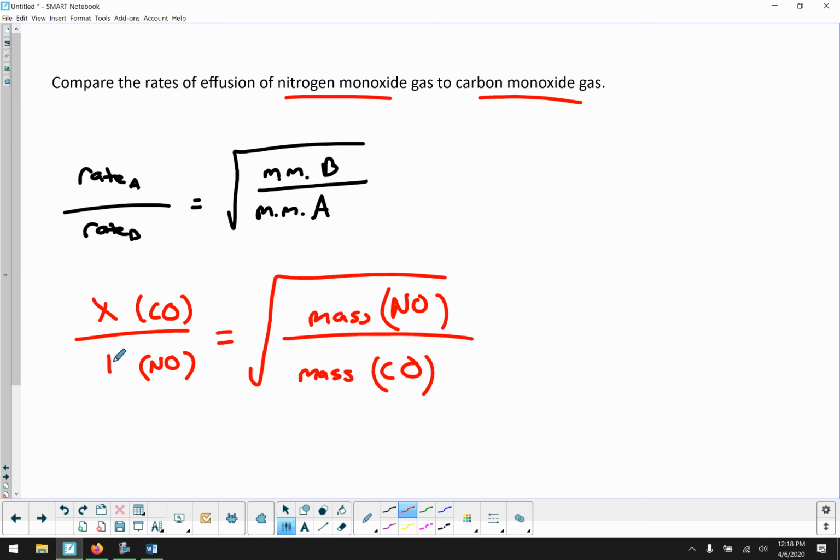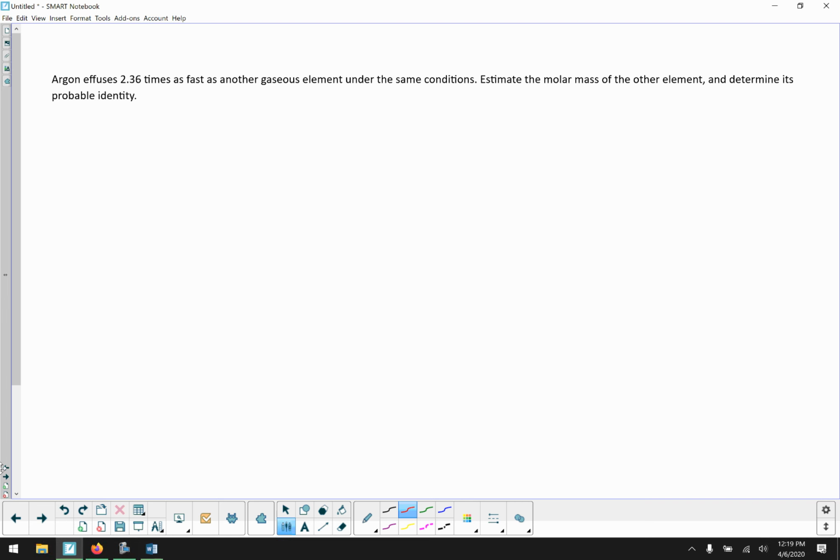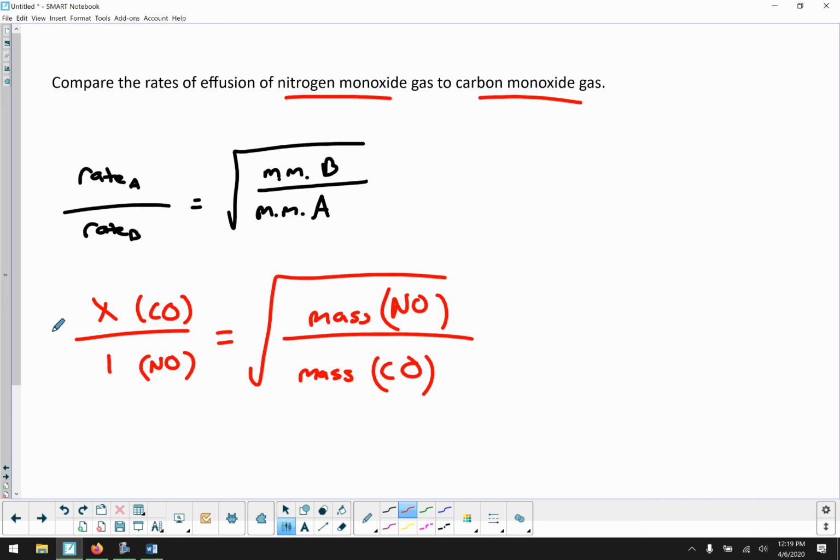If it were 2 over 1, we'd say carbon monoxide is twice as fast. If it were 0.5 over 1, we'd say carbon monoxide is 0.5 times as fast. Or you could say nitrogen monoxide is twice as fast if you prefer to say it that way. But whatever number you get over 1, carbon monoxide is that many times as fast as nitrogen monoxide. So by setting it to 1, it just gives you an easy way to solve that problem. And that's all you do. So you set one of them to 1, and go on from there.